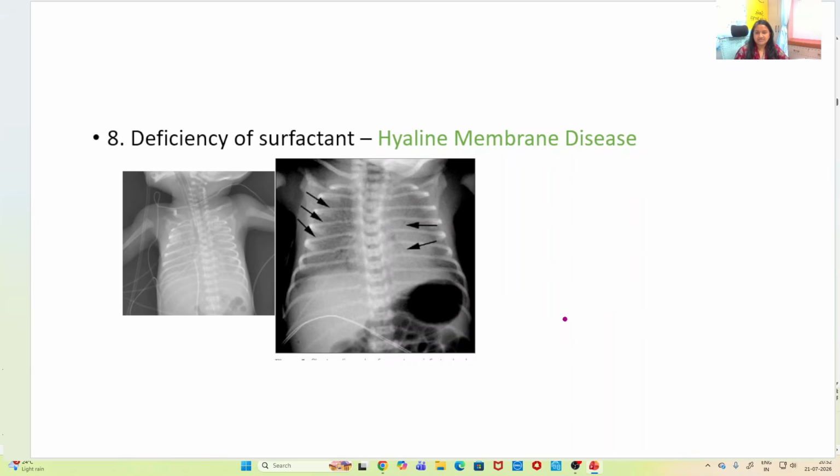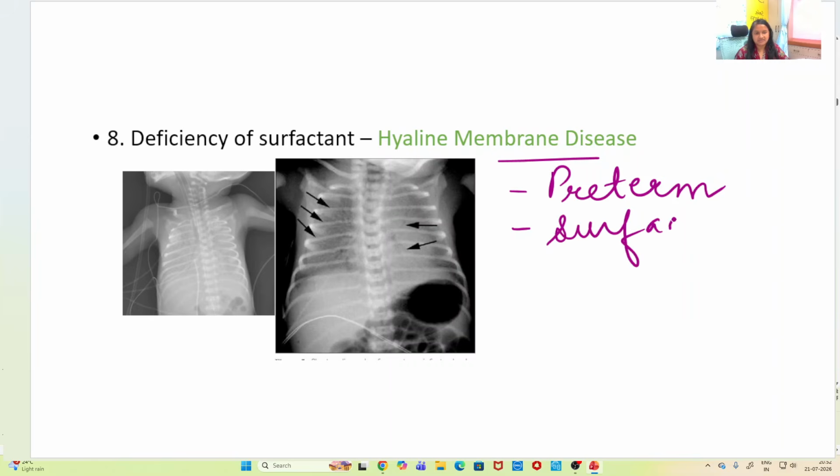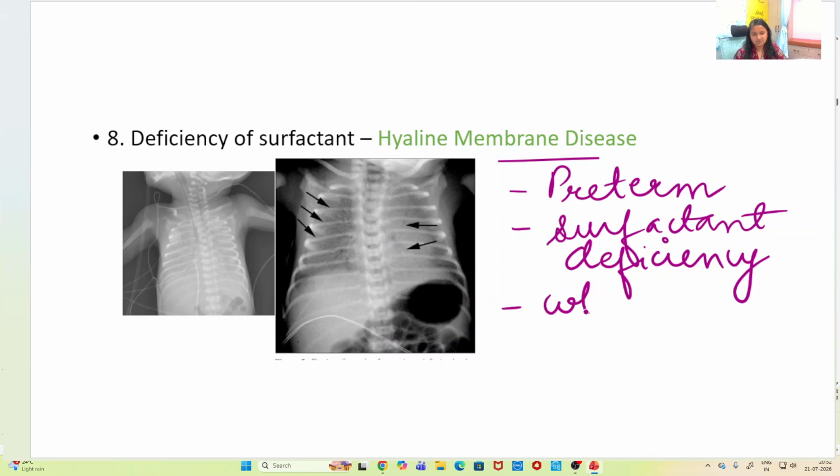Now what is this x-ray looking like? If you carefully look at this particular picture, it is suggestive of hyaline membrane disease. We all know that this occurs in preterm newborns, and this occurs because of surfactant deficiency. This particular thing, this white out lung, is what you are looking at. White out, ground glass. Again this should ring a bell.